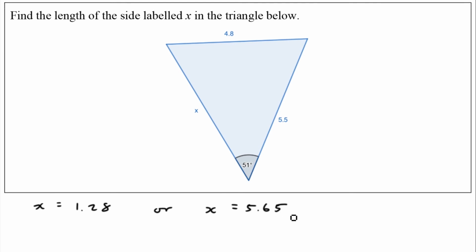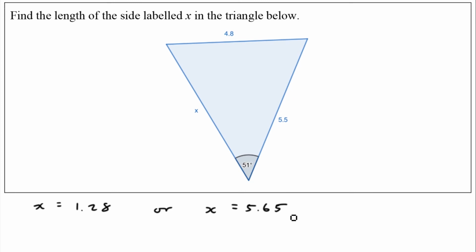And we deduced from the diagram we've been given that it must be 5.65 because looking at the length of the side it would be silly to think it was much shorter than the side on the top. But why did we get the other answer? How could that possibly fit in with this information?